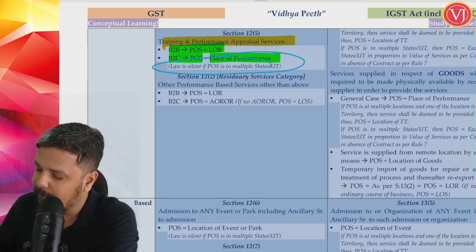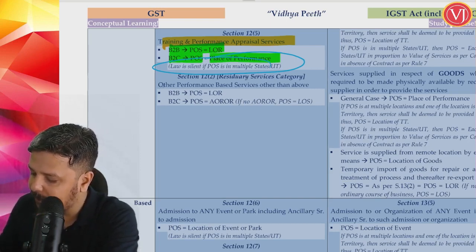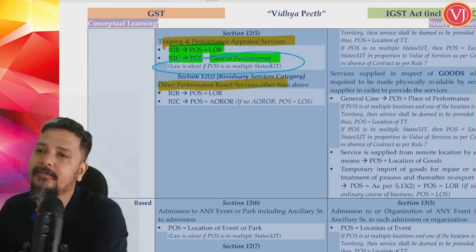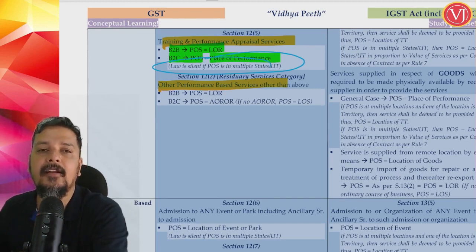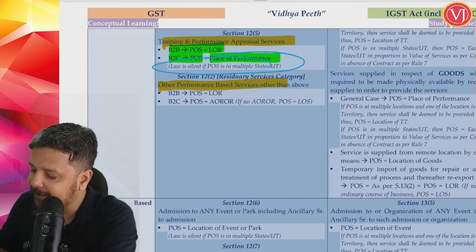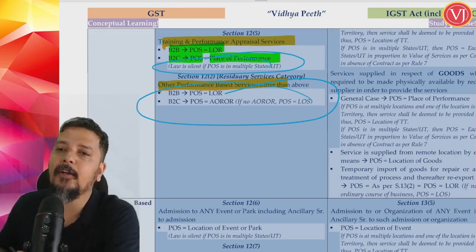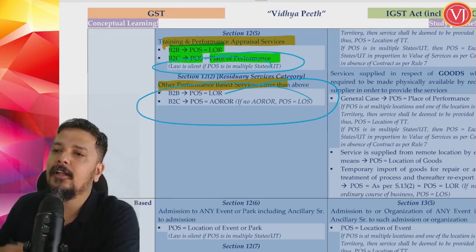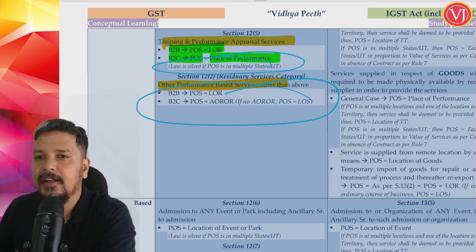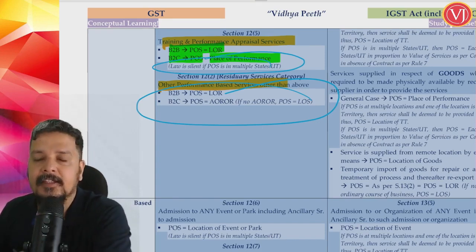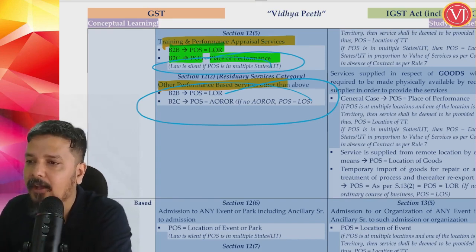There is one more performance based category, other performance based. Any other performance is covered in the residuary category. When I say residuary category, I am not going to tell the answer again because we started with it. If it is B2B, location of recipient. If it is B2C, address of recipient on records. If not available, then it is location of supplier.